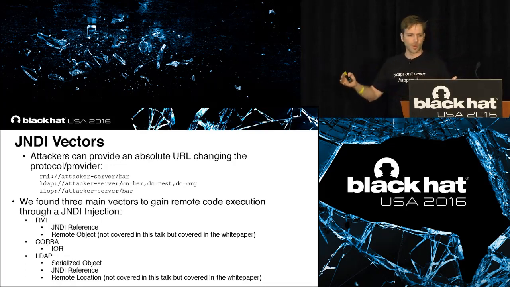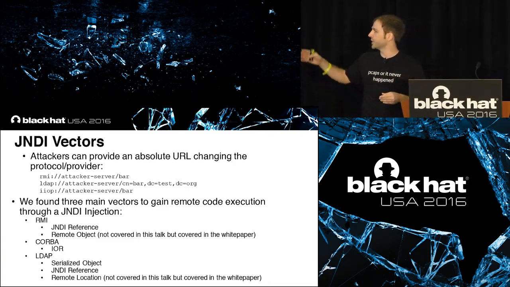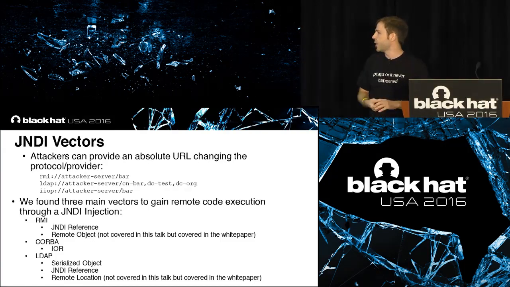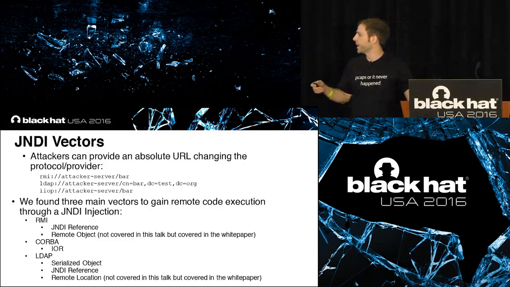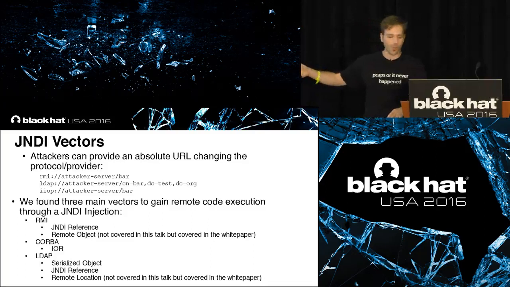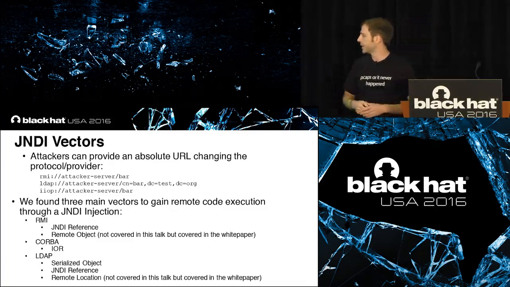So amongst all the protocols that they can use, we found that 3 of them allow attackers to actually gain remote code execution. The first one is using Remote Method Invocation, RMI, through the usage of JNDI references or remote objects that we don't have time to cover during this talk, but is covered in the white paper that will be released later today. Also using CORBA, using the interoperable object reference parsing, and also using LDAP through serialized objects, JNDI reference, or remote locations that, again, we don't have time to cover today, but is explained in the white paper.